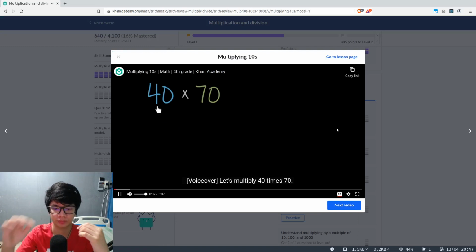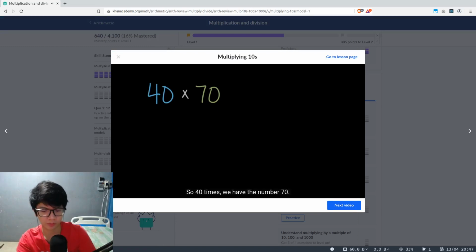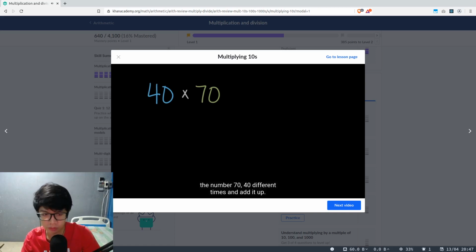Let's multiply 40 times 70. So we have the number 40 times the number 70. You could actually list out the number 70, 40 different times and add it up. But that's clearly a lot of computation to do, and there's got to be a faster way.